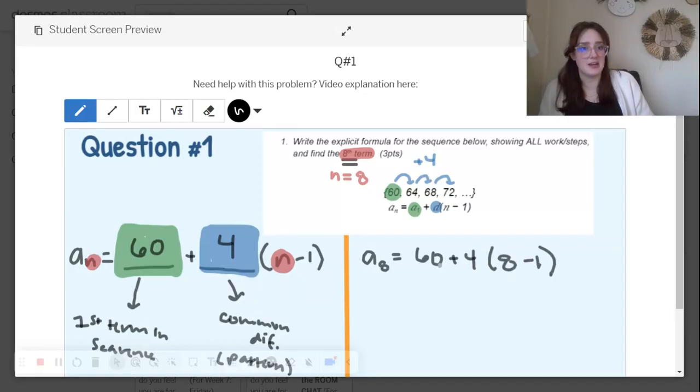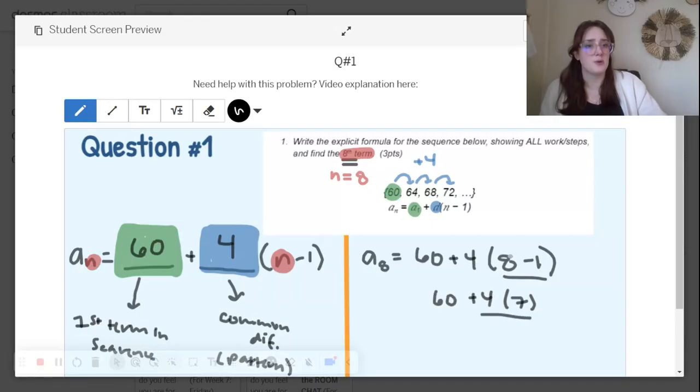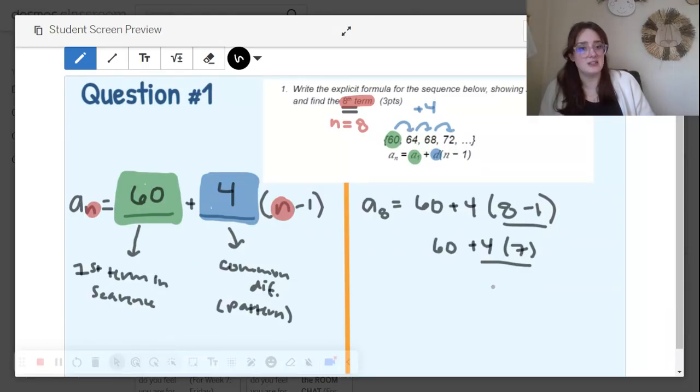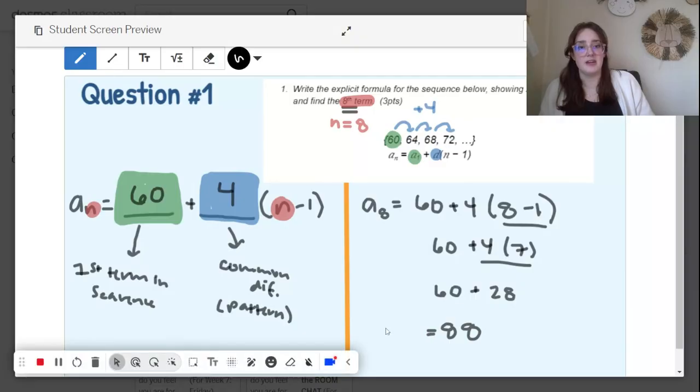All right, so we'll check. PEMDAS, order of operations, start with parentheses. So 8 minus 1 is 7. And 7 times 4 should be 28, because 21 is 7 times 3, so 28. And 60, so that's going to be 5, 6, 7, 8. So 88 should be the 8th term, a sub 8.